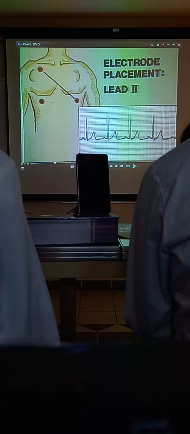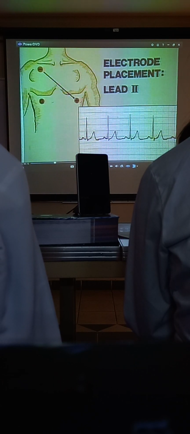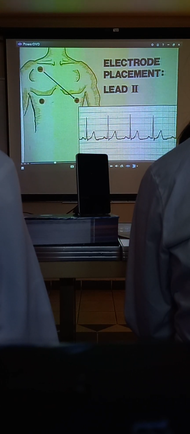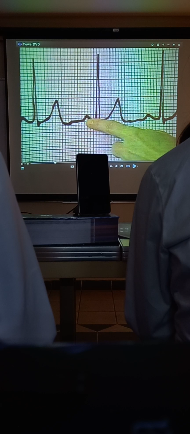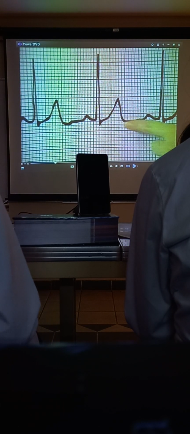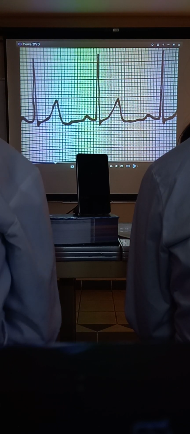In lead 2, the negative electrode is again just below the right clavicle. The positive electrode is placed below the left pectoral muscle. The QRS complex, P wave, and T wave are all positively deflected.